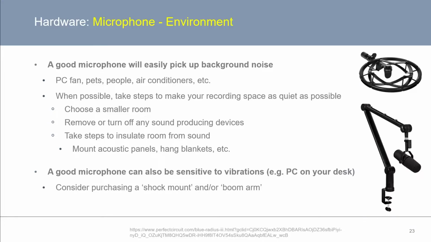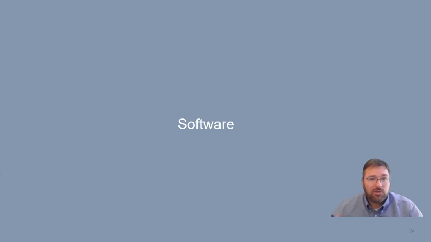Lastly, a good microphone can also be sensitive to vibrations. For example, if you have your PC on your desk like I do. To account for this, you could look into investing in a shock mount or a boom arm as pictured here. Of note, for these recordings, I just have my microphone on its base stand sitting directly in front of me on my desk. However, in the future, I might get one of these items to further try and improve my audio recording quality.